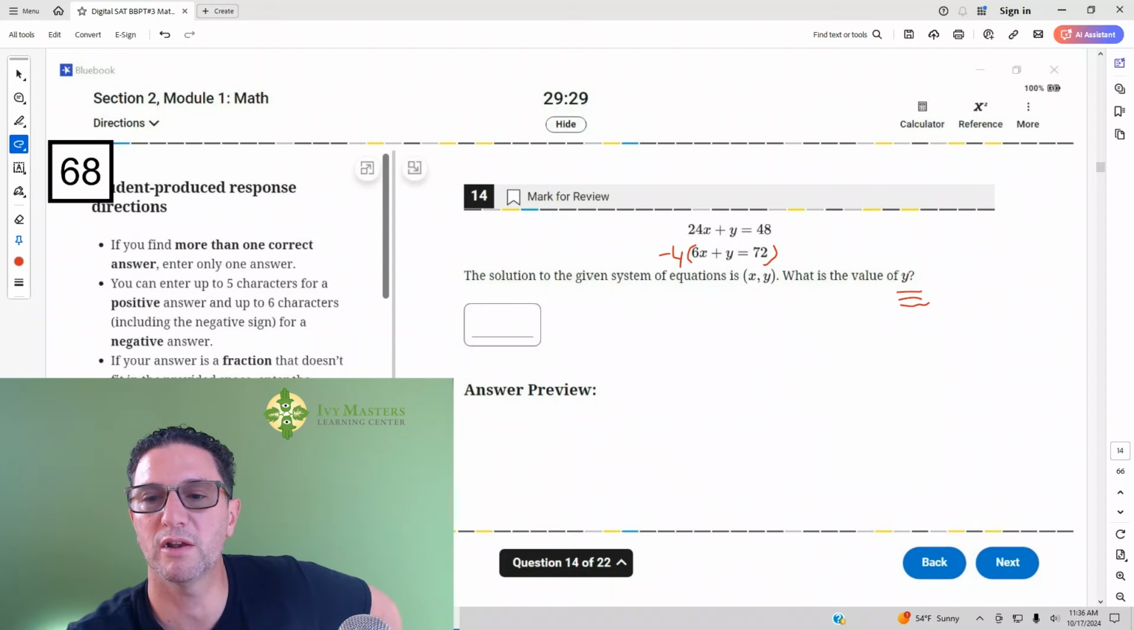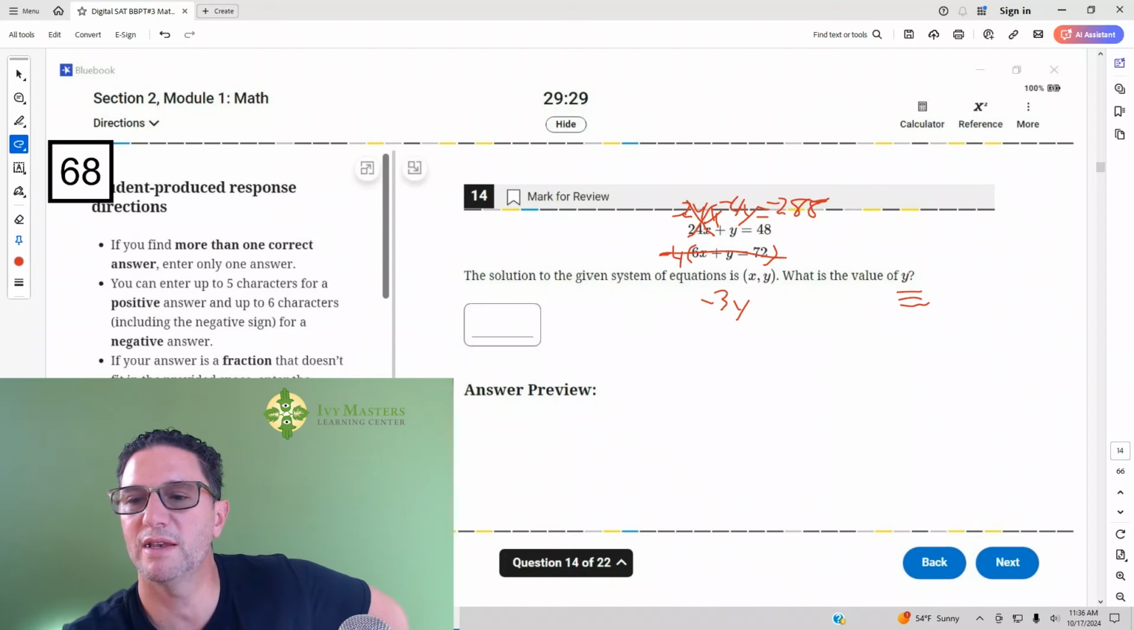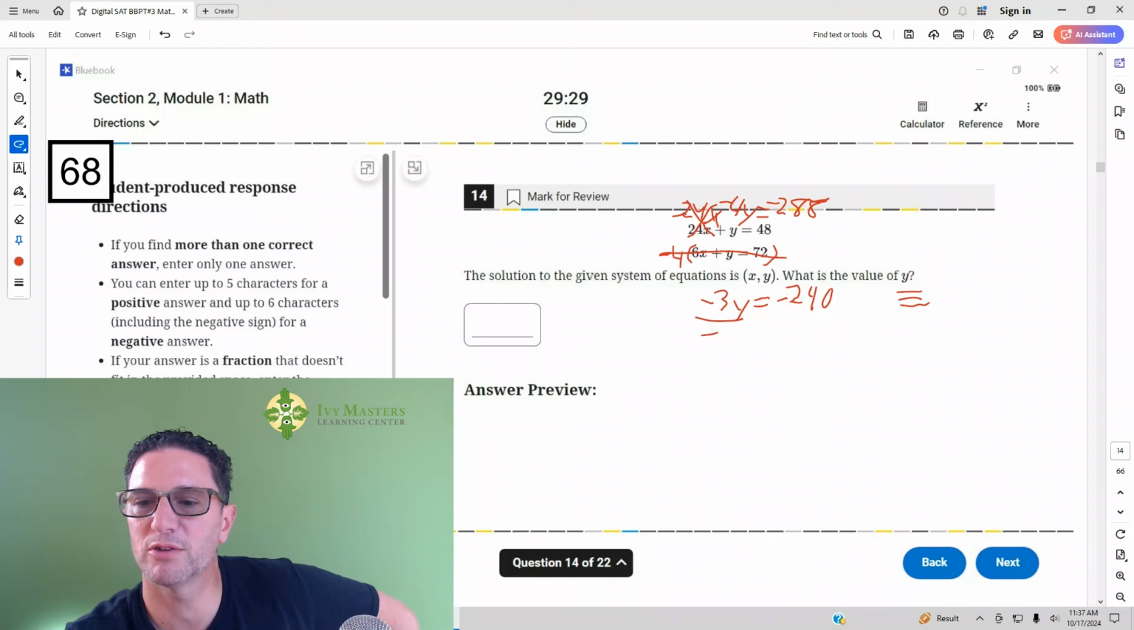And when you multiply it by -4, you get negative 24x minus 4y. This is kind of ugly. And then 472, 288. And that's going to equal negative 288. So that's gone. Now when I add down my x's, they're gone. When I add down my y's, I get negative 3y. And when I add down my numbers, I get that it equals negative 240. And then divide both sides by -3. This cancels, and you get y equals 80, which is your answer.